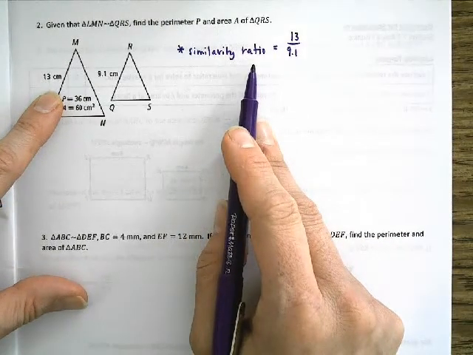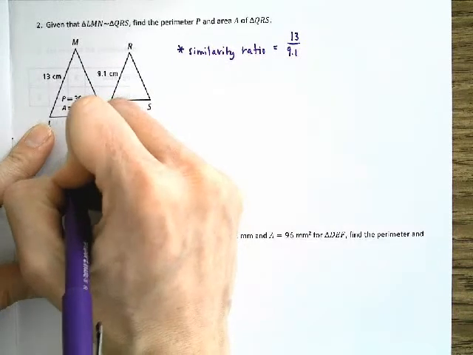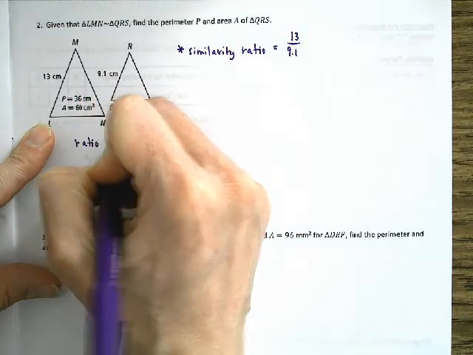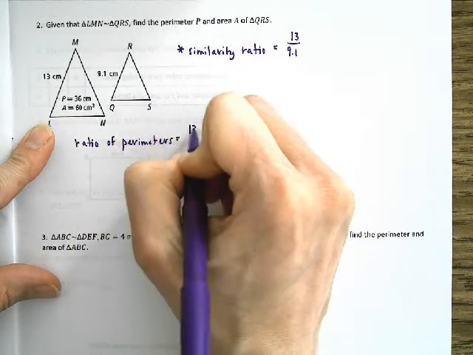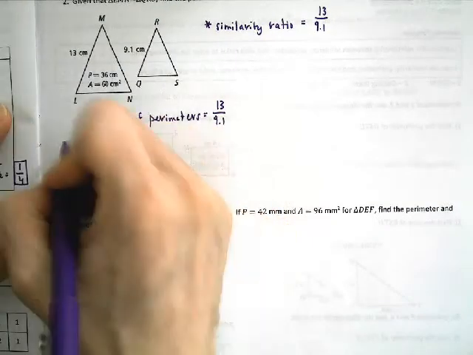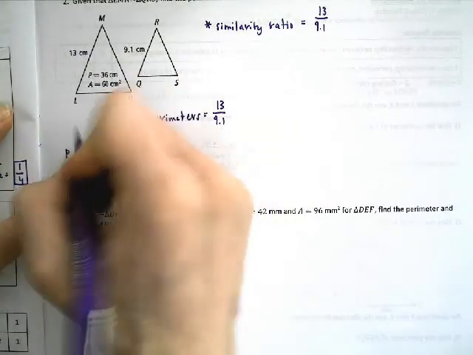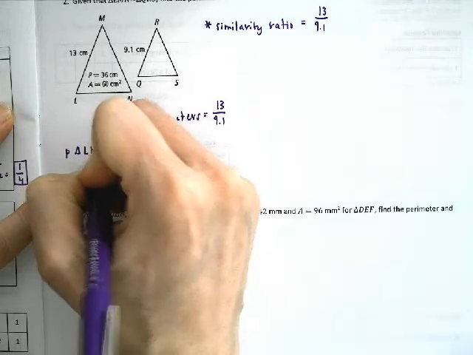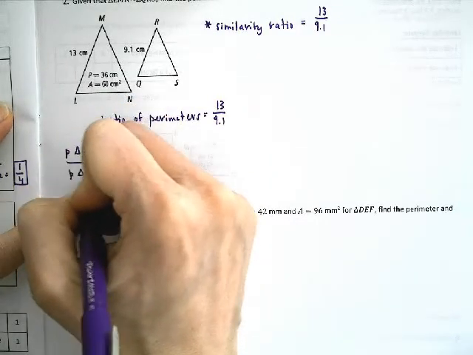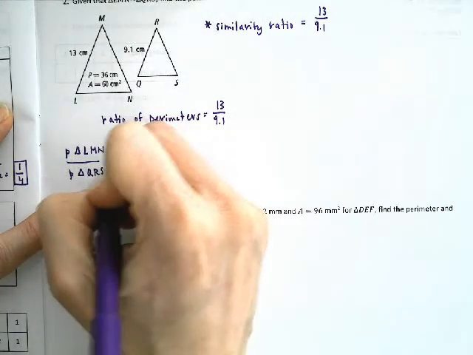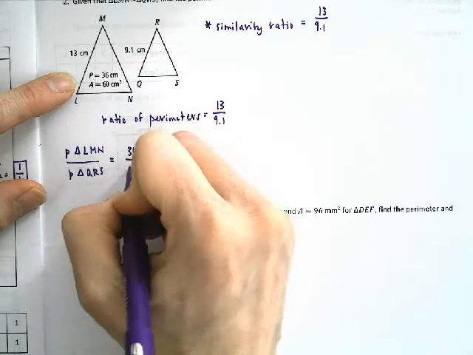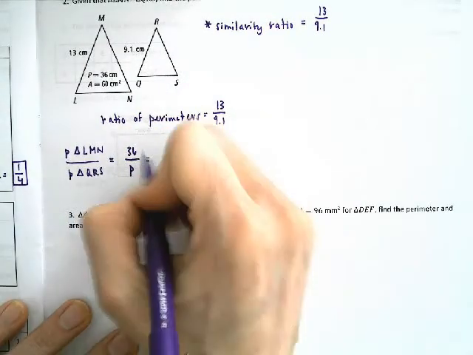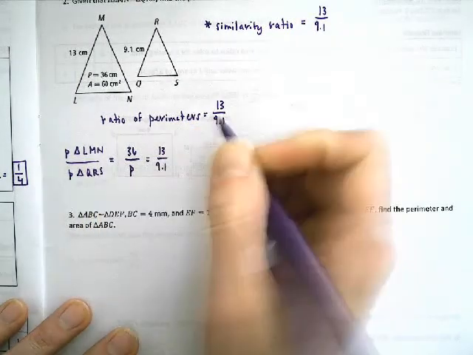Now, I know the similarity ratio is going to be equal to the ratio of the perimeters. So I'm going to write down my ratio of the perimeters is just 13/9.1. So now I'm going to compare the perimeter of triangle LMN to the perimeter of triangle QRS. Well, for LMN, I know that perimeter is 36. I don't know the perimeter here, so I'm going to call it P, but I do know they have to be in the ratio of 13 to 9.1.